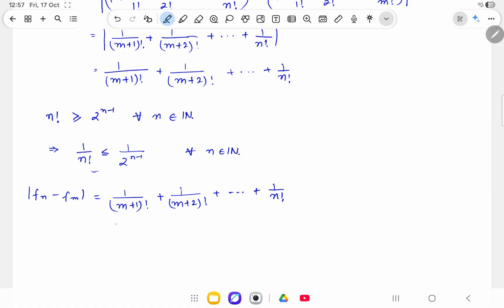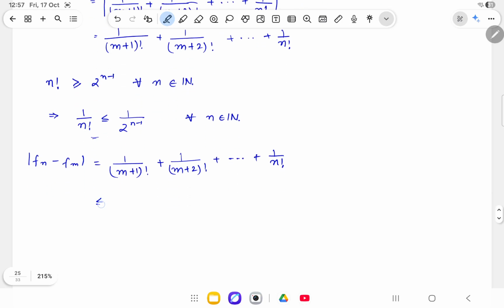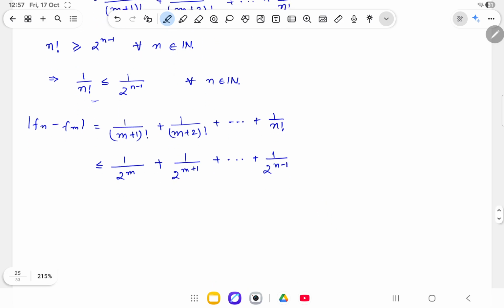Now if I use this relation for each of these terms separately, 1 by (m plus 1) factorial will be less than 1 upon 2 raised to m. Likewise, this will be less than 1 upon 2 raised to m plus 1, and this 1 by n factorial will be less than 1 upon 2 raised to n minus 1. Now I can take this 1 upon 2 raised to m common from all the terms, so I'll get 1 upon 2 raised to m times (1 plus 1 by 2 up to 1 upon 2 raised to n minus m minus 1).